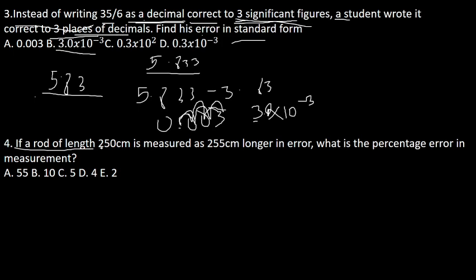If a rod of length 250 centimeters is measured as 255 centimeters long, so what happened? There is an error of 5 centimeters. What is the percentage error? Percentage error is equal to error over actual value, is that not it? Multiplied by 100%. So error is 5 divided by 250. Multiply by 100. The answer is equal to 2%.